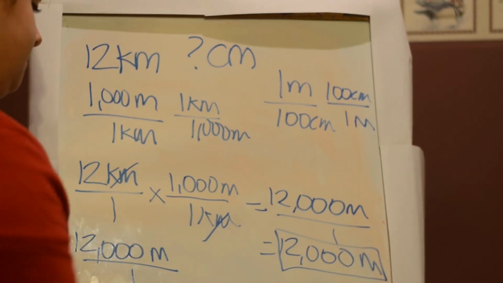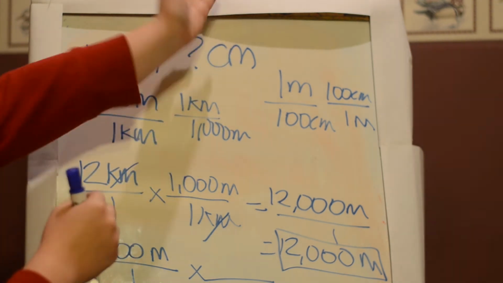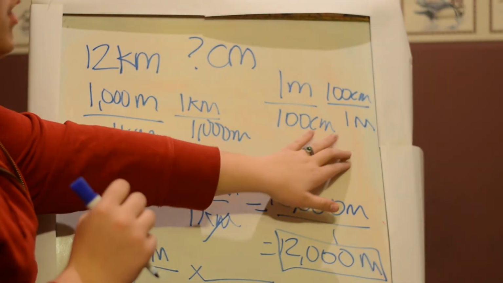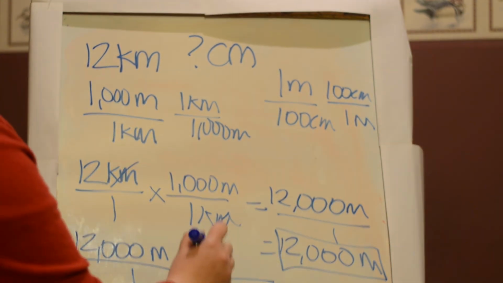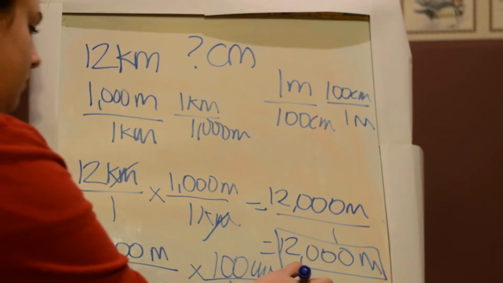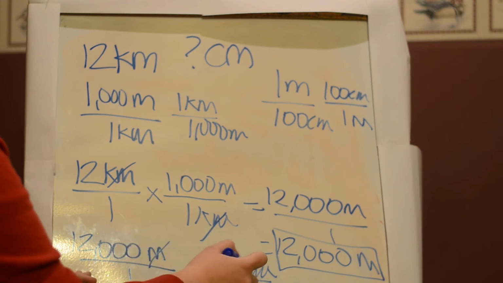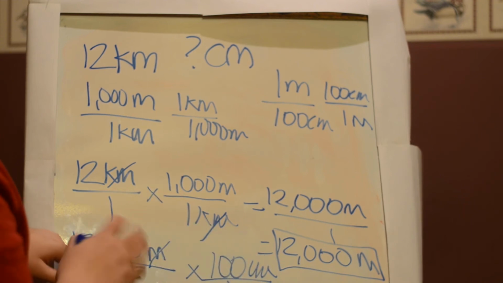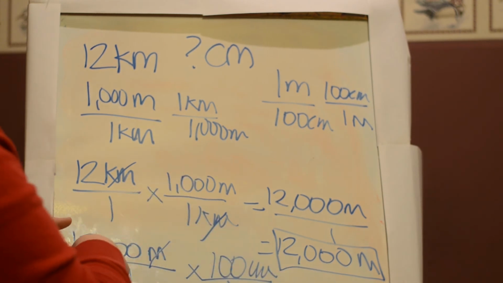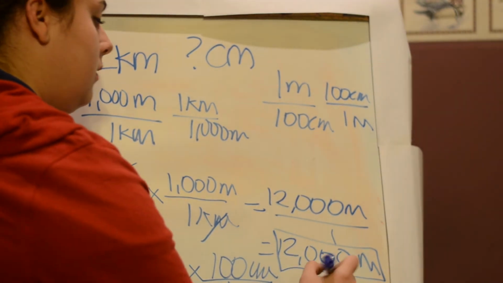And we're going from meters to centimeters. What's the conversion factor? They'll have meters on the bottom. 100 centimeters over 1 meter. Alright, 100 centimeters over 1 meter. Alright, so our meters cancel out. And then we're going to multiply across the top, multiply across the bottom. 12,000 times 100 is going to be 1,200,000.